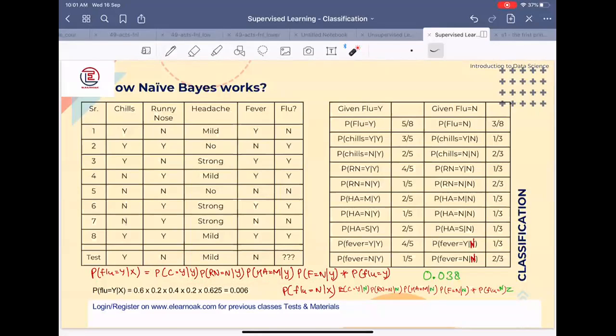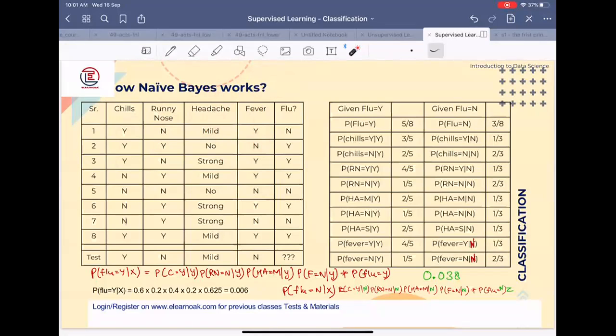So what do I mean by correlation? We know that when someone has flu, it is very likely that they have fever. It is very likely that they may have a headache, a runny nose, or chills. That means that these are not independent features that link with flu. They are very much dependent upon each other. If I have fever, maybe I also have a headache.